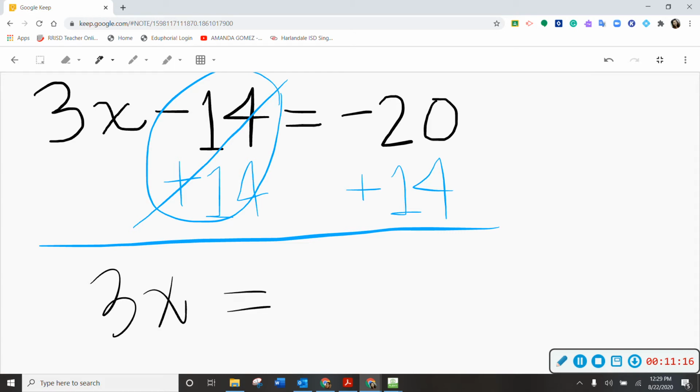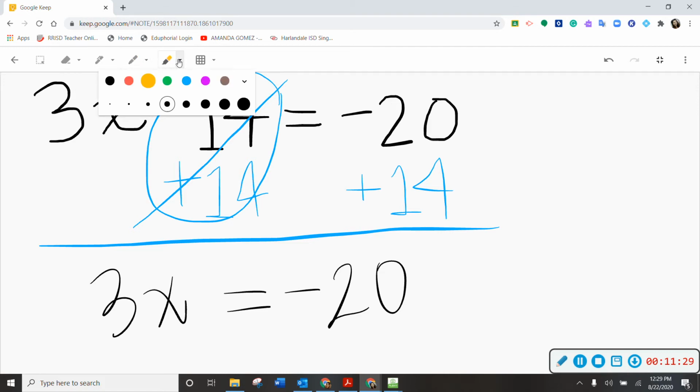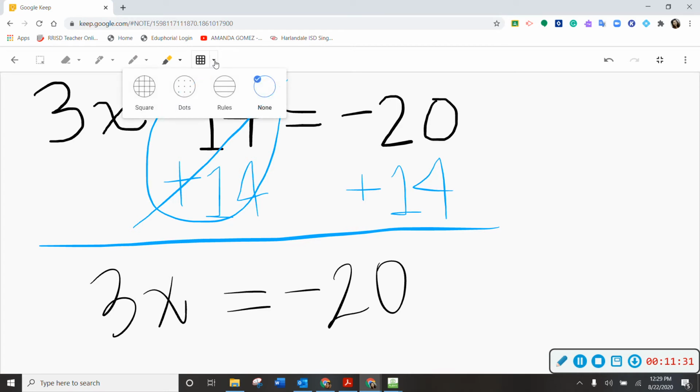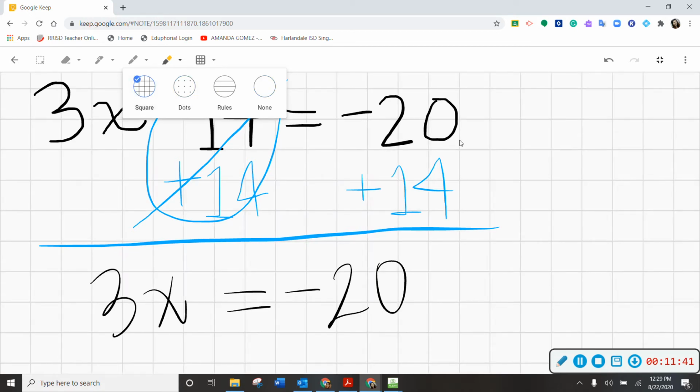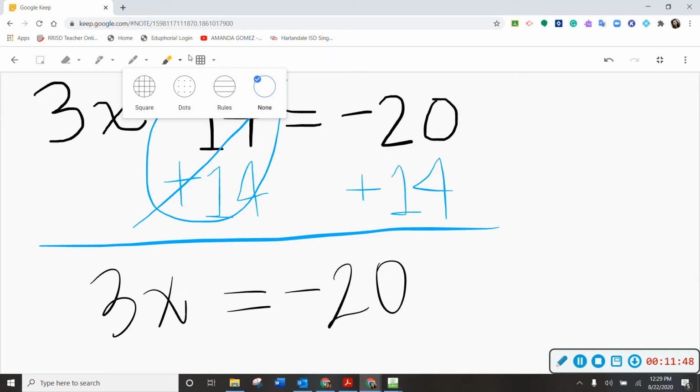3x is equal to negative 20. Ooh, that's real smooth. Okay, cool. So now let's see. We also have some markers and oh my gosh, we have highlighters. Wow. Okay, cool. We're going to be able to make, oh my gosh, we could graph on this thing. My mind is blown. I'm super excited.